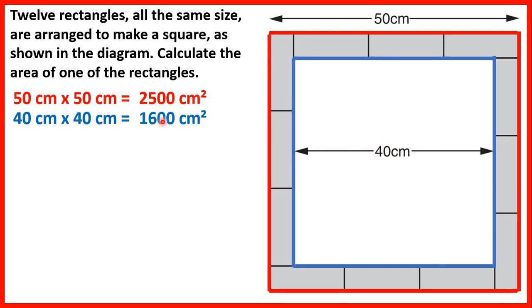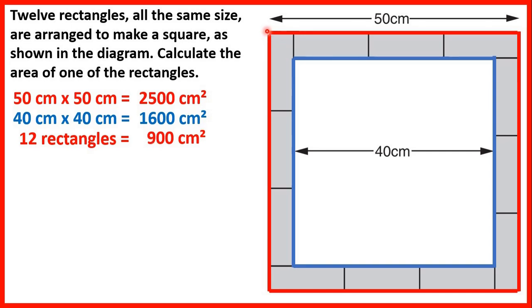That's 1,600. So we know that the total area inside the red rectangle is 2,500 and inside the blue rectangle is 1,600. So if we find the difference, that will give us the total area of the 12 rectangles together. So 2,500 minus 1,600 is 900.